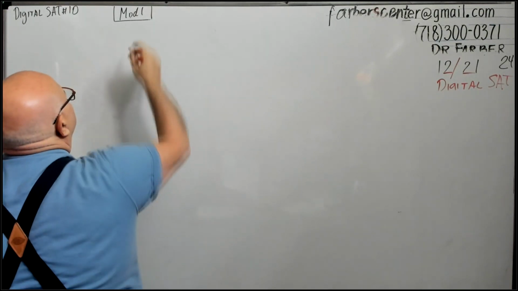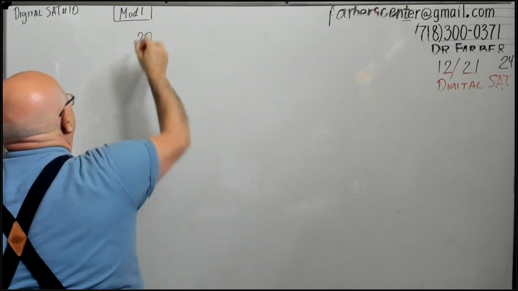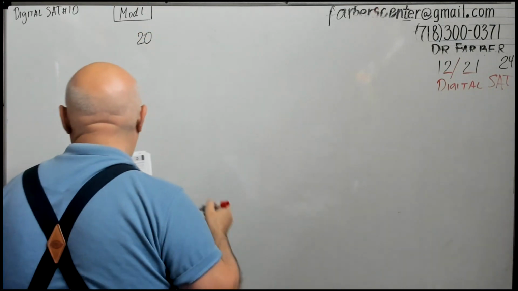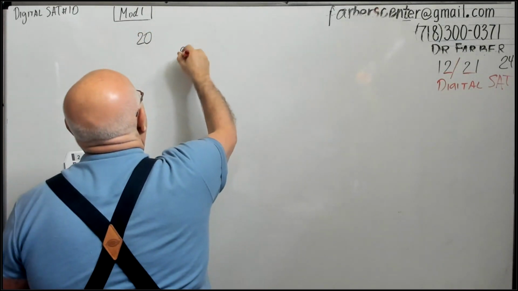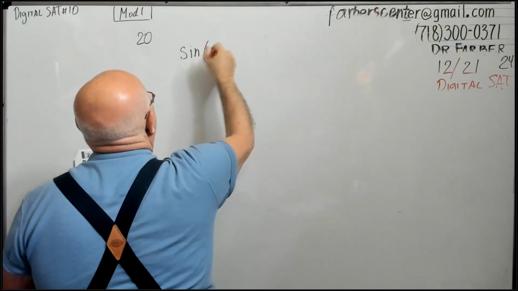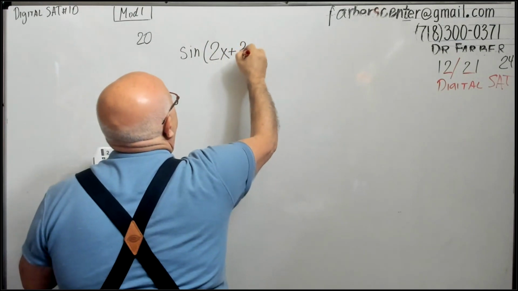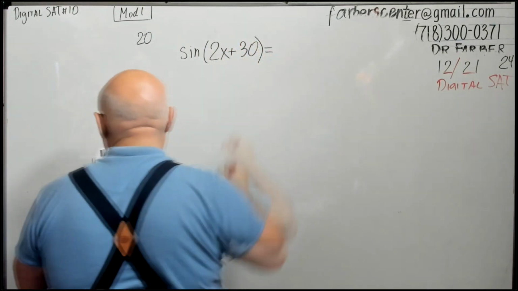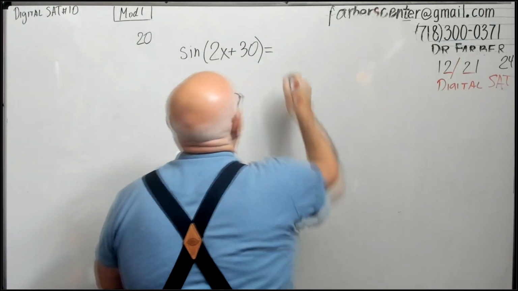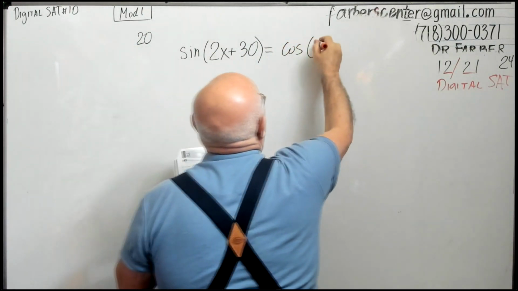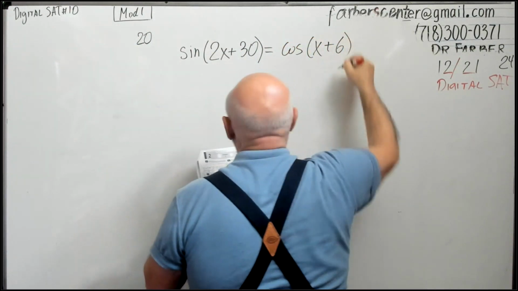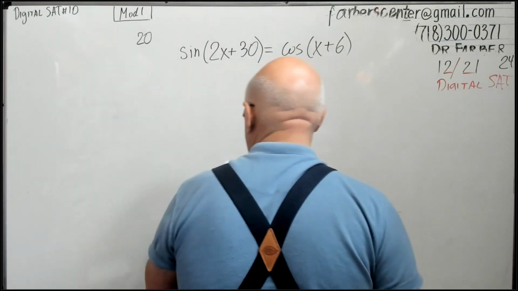20. In 20 we have sine of 2x plus 13 equal cosine of x plus 6. What is the value of x?